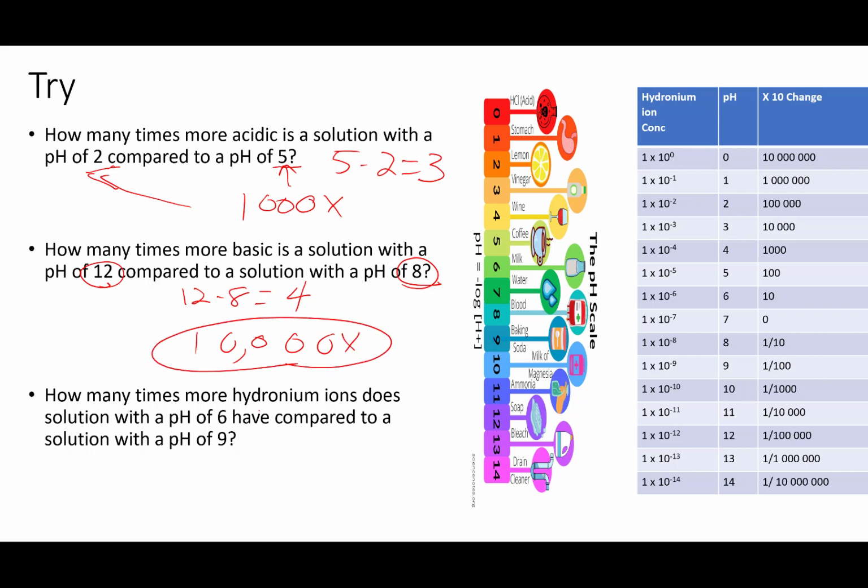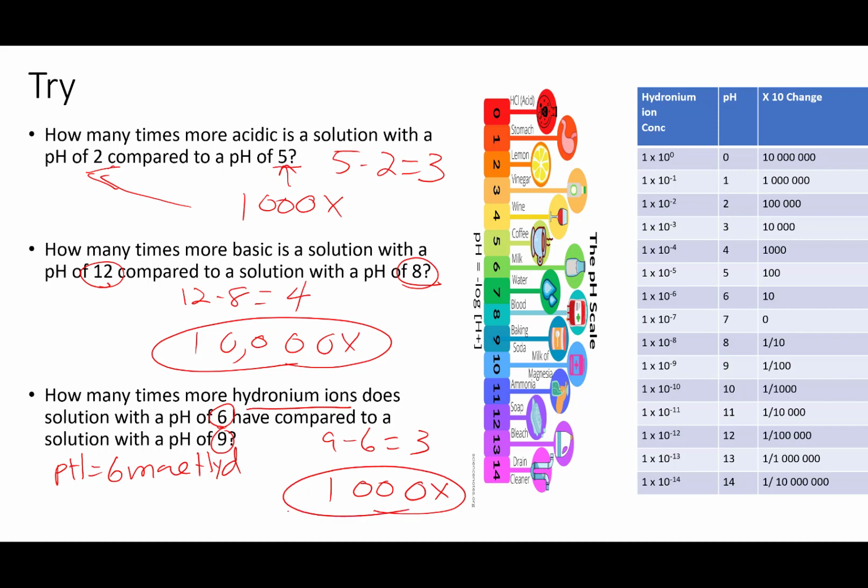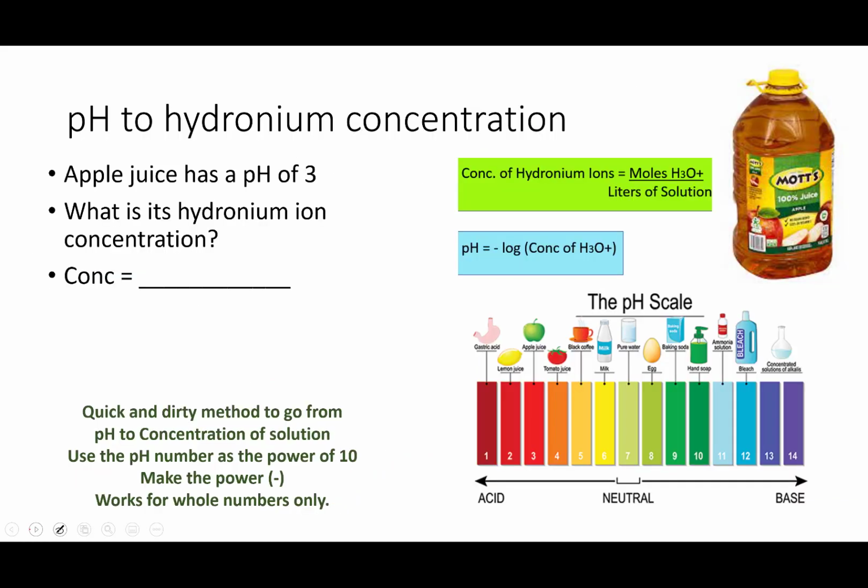Now, pH talks about hydronium ion concentration. So we've got a 9 and a 6. Which one contains more hydroniums? The pH of 6 contains more hydroniums. How many times more hydroniums? Well, 9 minus 6 is 3. So 1, 2, 3 zeros, put a 1 in front of it. 1,000 times more hydroniums at the pH of 6 than the pH of 9.